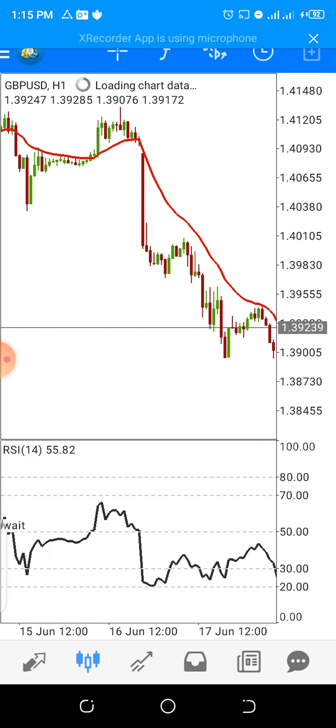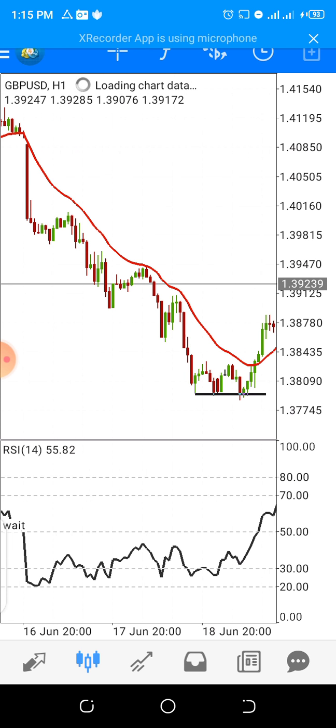We are going to be making use of this moving average with the period 20. If you're using the simple moving average, you can use simple moving average 20. If you're using exponential, right now for the purpose of this video, I am using exponential moving average 20 period.